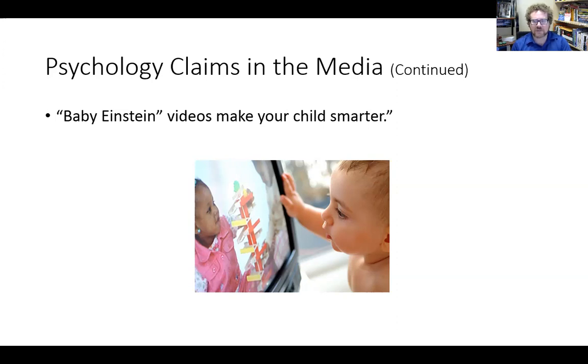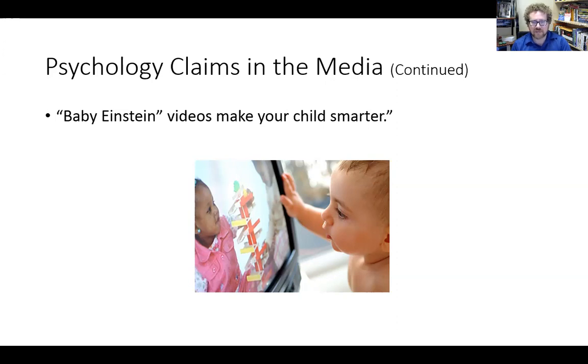What sort of research methodology did they use? Did they have a random sample of participants, for example? Did they use an experimental method? Perhaps they only used correlational methods. These are the sorts of questions that you might want to ask yourself when you're hearing about scientific claims in the media. And we hear these sorts of claims all the time.